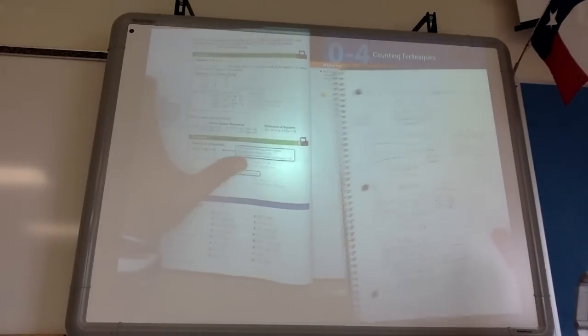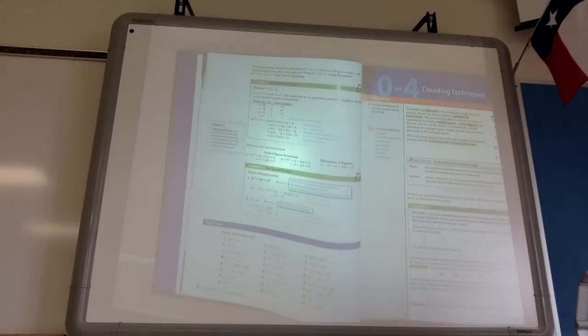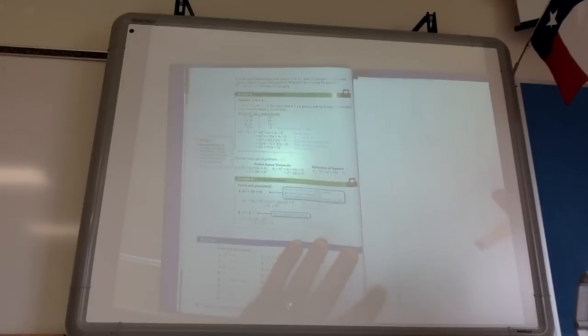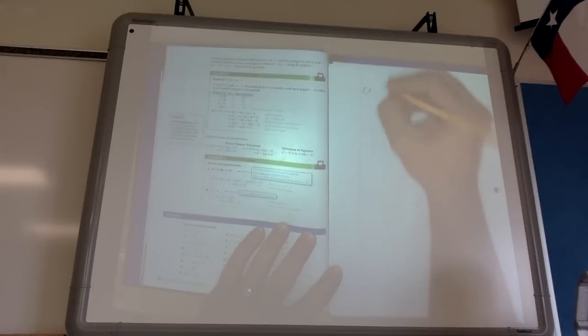Okay, we're going to jump ahead. Now what happens when you get a number in front of x squared? I'm going to teach you this, and it's something that I think you can be pretty successful at. All right, so I am now at example 3, and I've got 6x squared plus 7x minus 3.